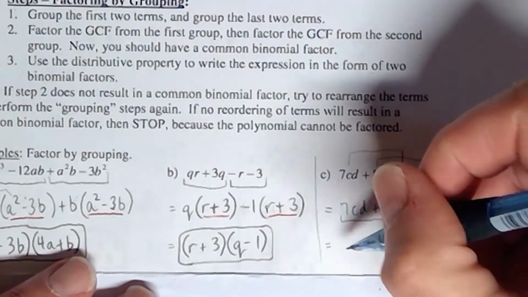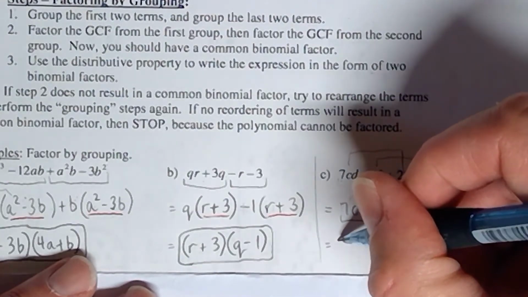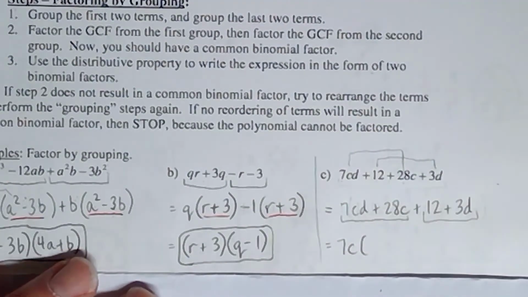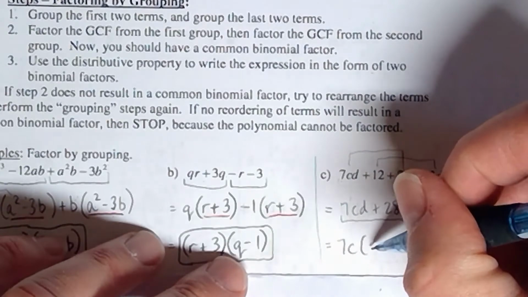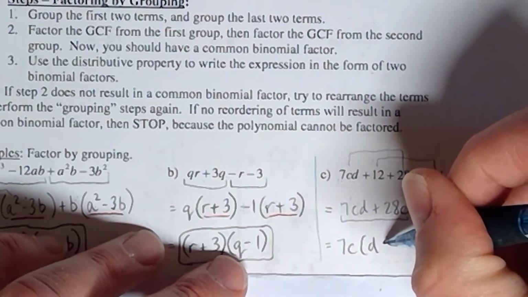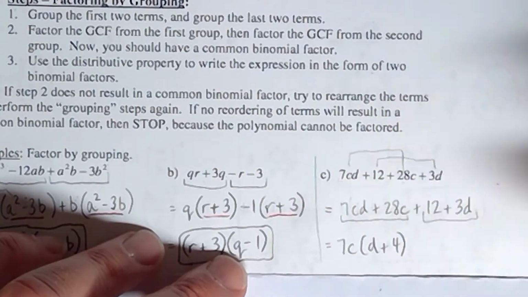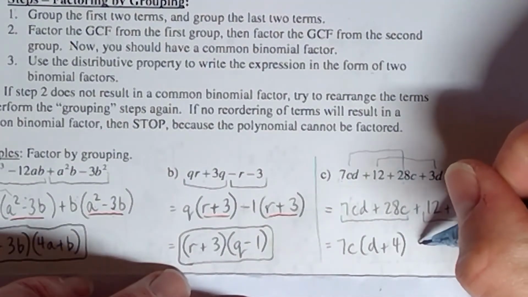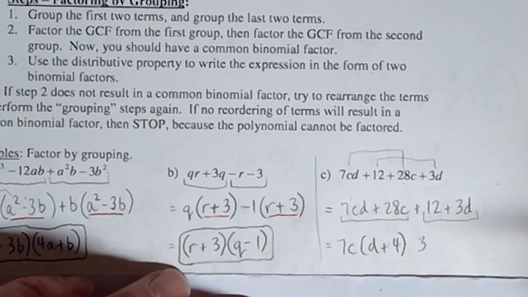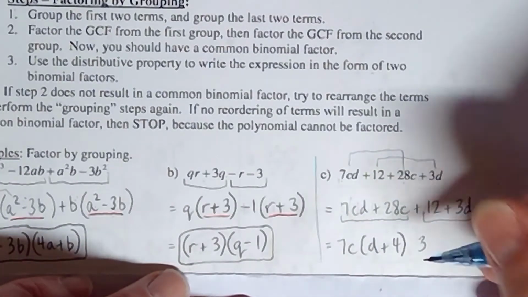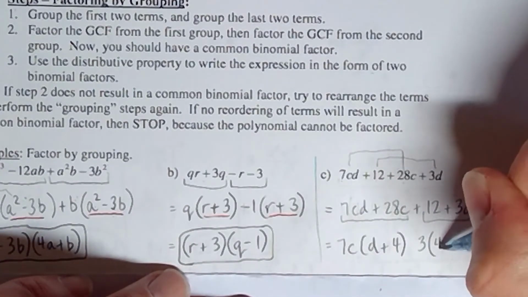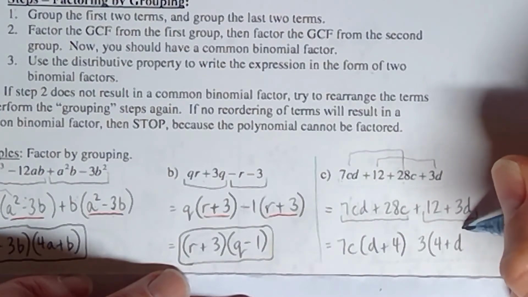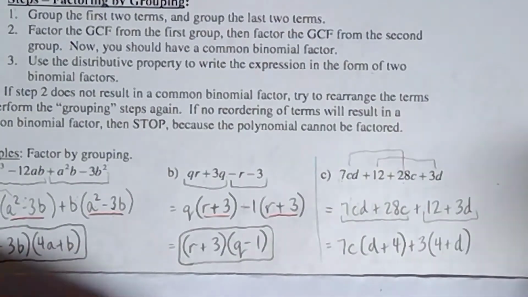The first one here, the GCF, is going to be 7C. And so if I factor that out, I get D plus 4. Then if I factor out the GCF out of the second part, I'm going to start out with plus 3. If that doesn't work, I'll do minus 3. But if I do that, I get 4 plus D. Now I want to talk about that right now. That was for plus 3.